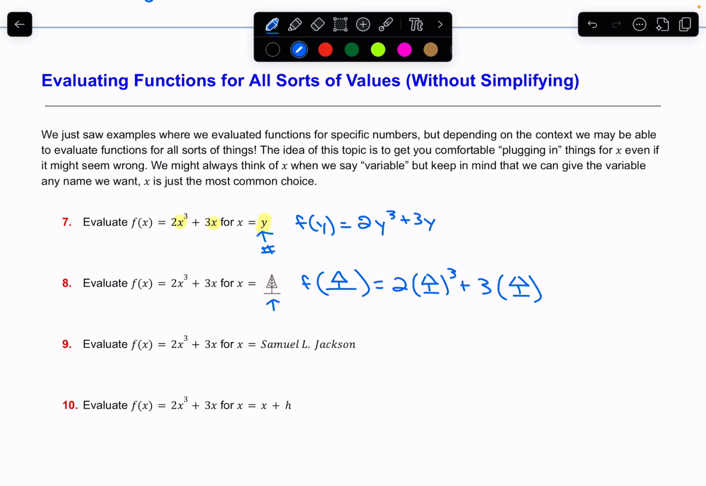We're going to evaluate f of x equals 2x cubed plus 3x for x equals Samuel L. Jackson. Why not? So we're going to say that f of Samuel L. Jackson, should have chosen a shorter name, is equal to 2, and then in parentheses I'm going to write Samuel L. Jackson, and this is cubed, plus 3 times Samuel L. Jackson.